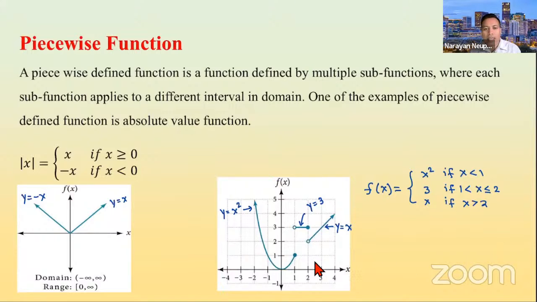So you can clearly see the domain for this function is everything from negative infinity to infinity. But in each part of the domain, for x less than 1, the function is x squared. Between 1 and 2, the function is 3. And for x greater than 2, the function is x. If you see a function defined in small pieces like this, then we call it a piecewise defined function.